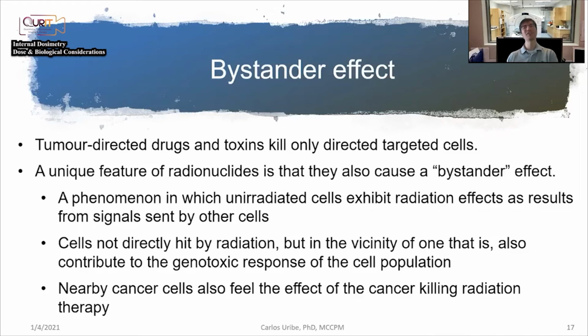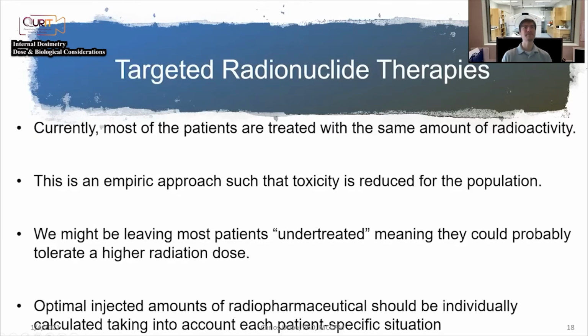So there's some communication between cells, and then you see those effects, like cells in the vicinity of the ones that receive radiation also start dying, and they contribute to that genotoxic response in the cell population. So those were basically eliminating cells that were not directly irradiated just because they were close to the irradiated cells. And that's kind of a big advantage. And we've seen that it helps us a lot.